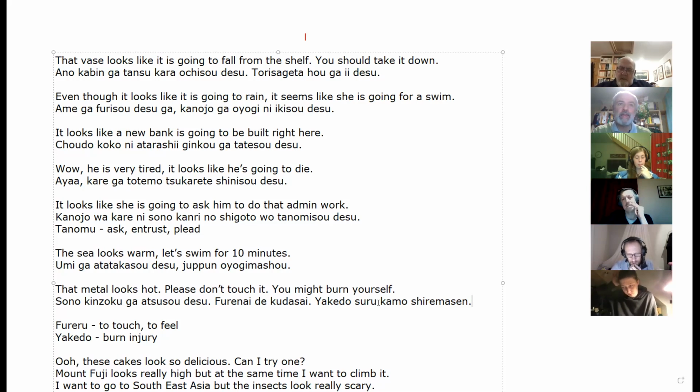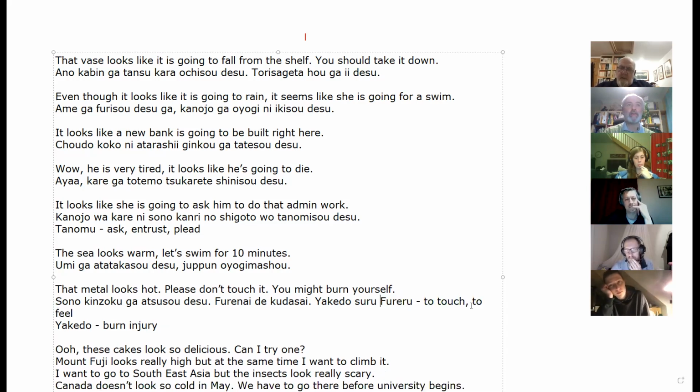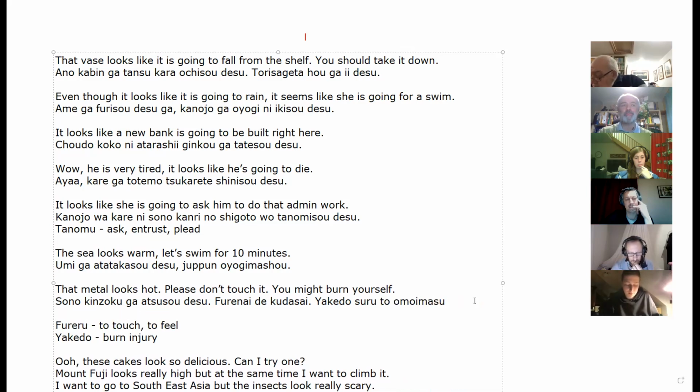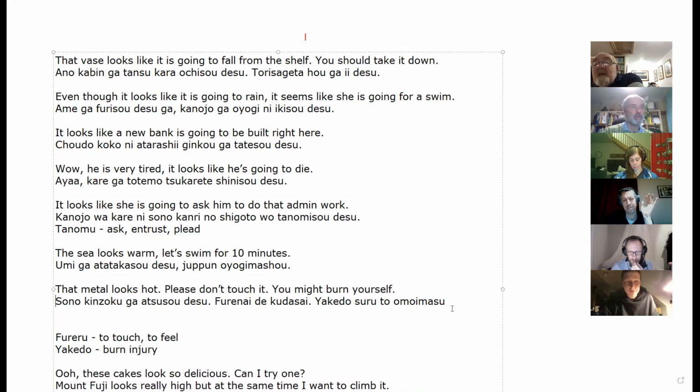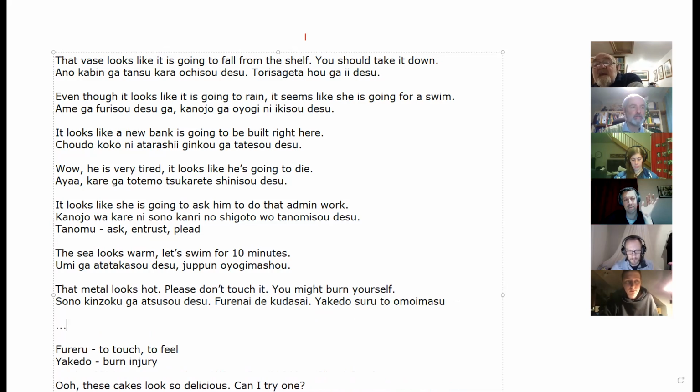All this means here, kamoshiremasen, is a very unsure way of saying omoimasu. It's basically the same. It's just much more chance-based. Not chance-based, Wayne. Chance. Could you write that down again? Yeah, sure. It's kamo. Oops, sorry. Kamo shiremasen.